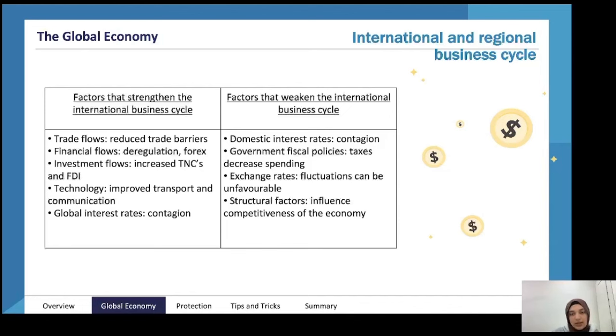With factors that weaken the international business cycle, we can have a look at domestic interest rates. Again, contagion is a result of that. Government fiscal policies, so taxes and decreased spending. Exchange rates, so fluctuations can be unfavorable. And structural factors, which influence competitiveness of the economy. So factors that strengthen: trade flows, financial flows, investment flows, technology, and global interest rates. And factors that weaken: domestic interest rates, government fiscal policies, exchange rates, and structural factors.